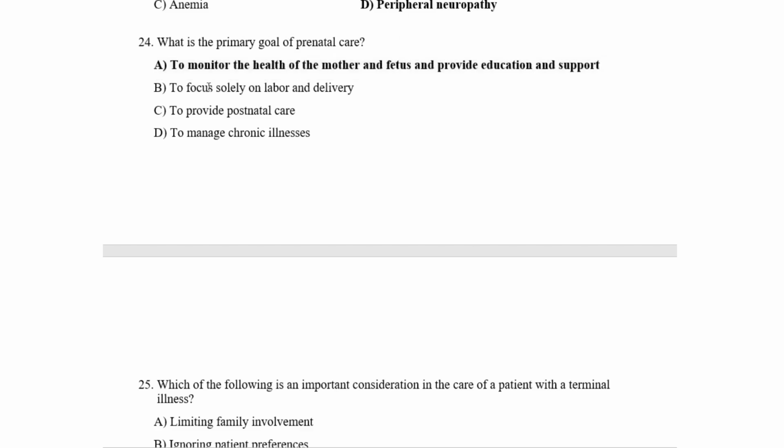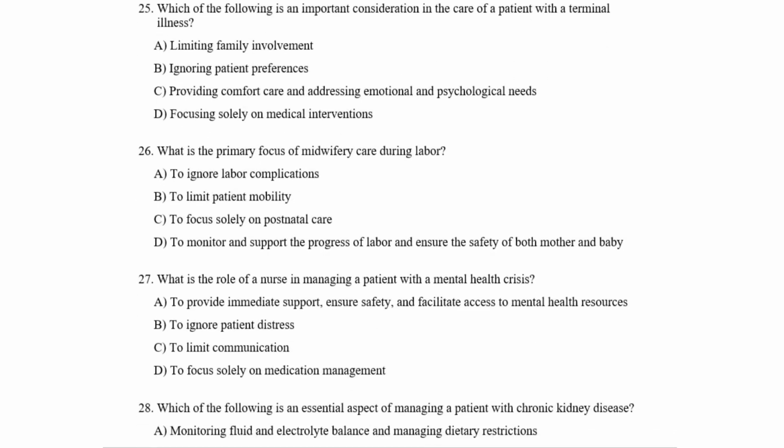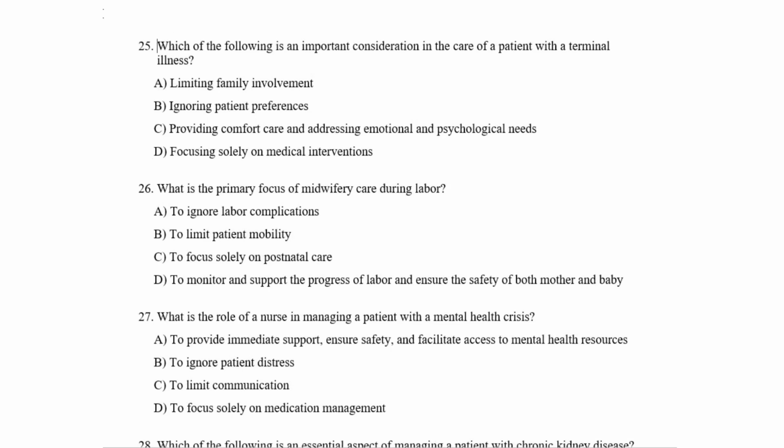Well, त्यसै गरी हामी क्वेश्चन नम्बर 25 मा हेरौँ त. Which of the following is an important consideration in the care of a patient with a terminal illness? Option A मा रहेछ limiting family involvement. Option B मा रहेछ ignoring patient's preference. Option C मा रहेछ providing comfort care and addressing emotional and psychological needs. Option D मा रहेछ focusing solely on medical interventions. इसको सही उत्तर हो ऑप्शन सी.